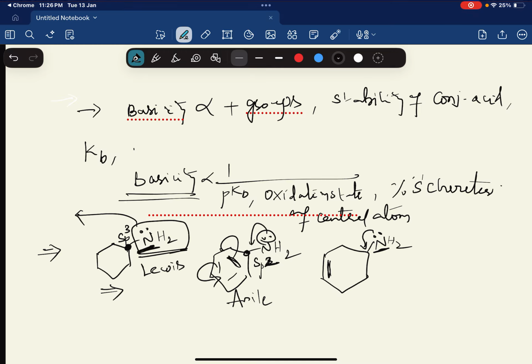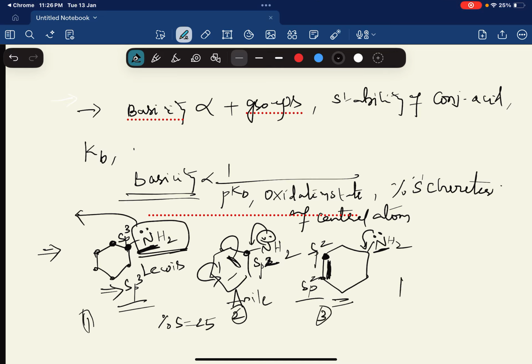In the first case also it is not involved in resonance, but the difference is that in the first example all carbons are sp3 hybridized, so there is a lower percentage of S character, because in sp3 the percentage of S character is 25. But in this case the carbons are sp2 hybridized, so the percentage of S character is more compared to the first example. So the basicity order is 1 is greater than 3 greater than 2. This is how we can discuss basicity of amines.